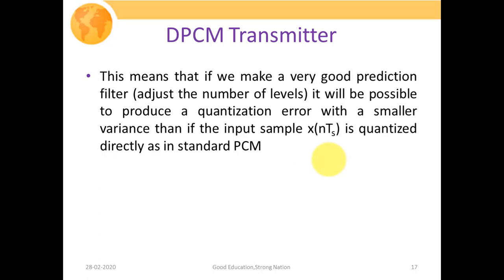This means that if we make a very good prediction filter, it is possible to produce a quantization error with a smaller variance than if the input sample x of nTs is quantized directly as in standard PCM, which basically serves the purpose of using DPCM. But here the predictor plays a major role. If the predictor output is almost equivalent to the upcoming sample value, then only this holds good.